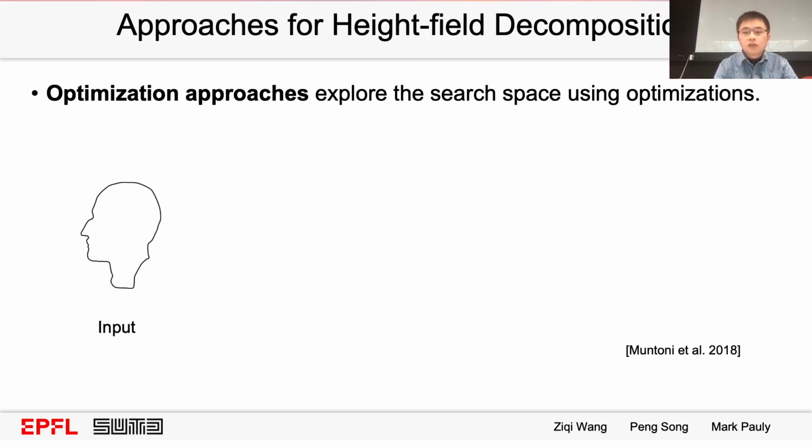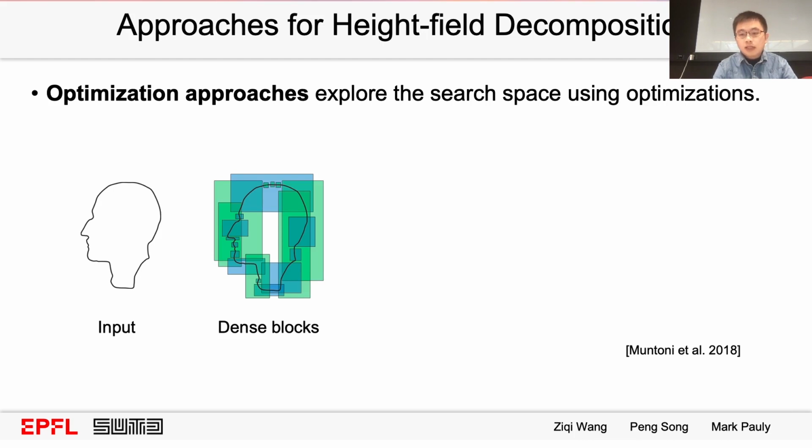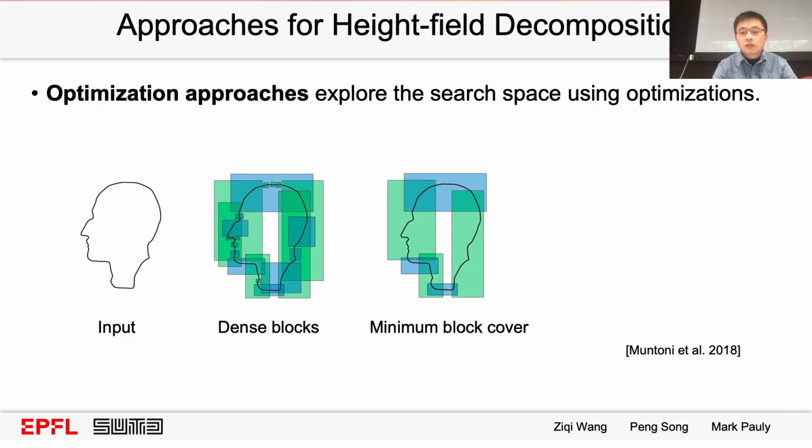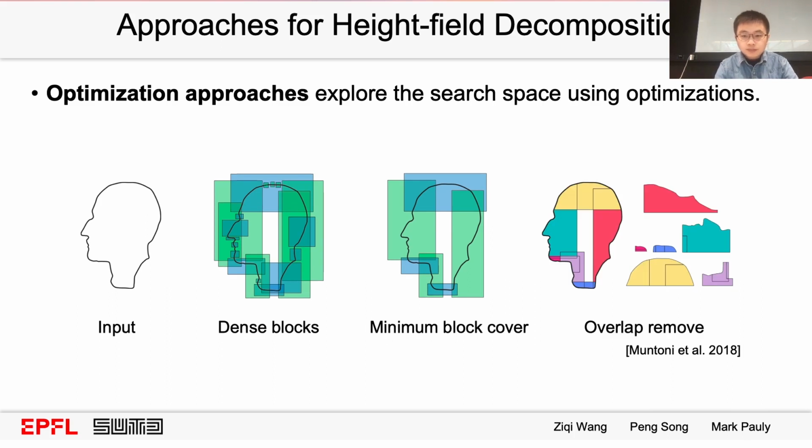Given an input model, they first produce a compact set of large, possibly overlapping height field blocks that jointly cover the model surface by solving an optimization. Next, a minimum set cover algorithm is used to reduce the number of decomposed blocks while allowing overlaps among them. Lastly, the overlaps are resolved by assigning the overlap portion to one of the associated blocks using a graph-based algorithm.